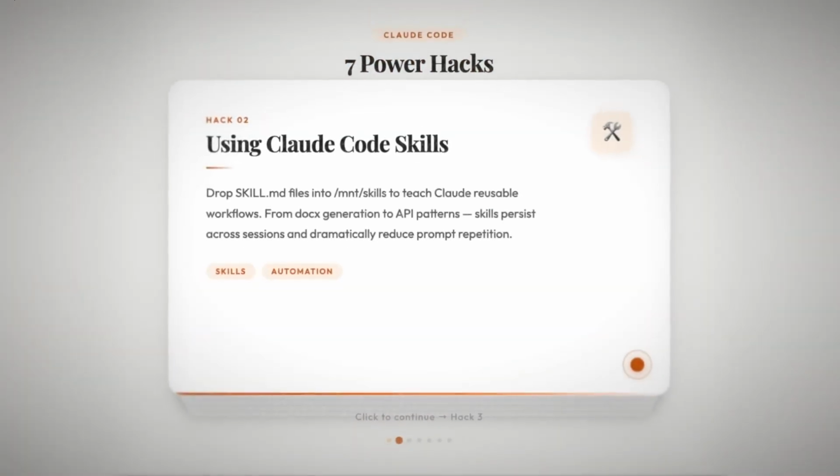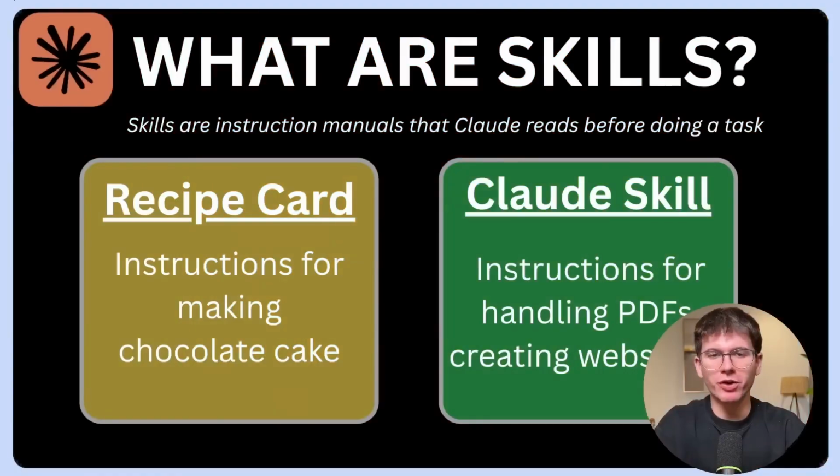The second hack is using Claude Code skills. Now, I've made a full video breaking Claude Code skills down in much more detail, but essentially what they are is instruction manuals that Claude reads before doing a task. Right? So the same way that you give instructions to a chef to make some sort of food, you give Claude Code the skills to then make better PDFs, better websites, better presentations, and so on.